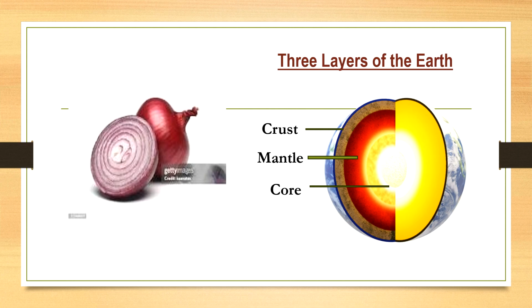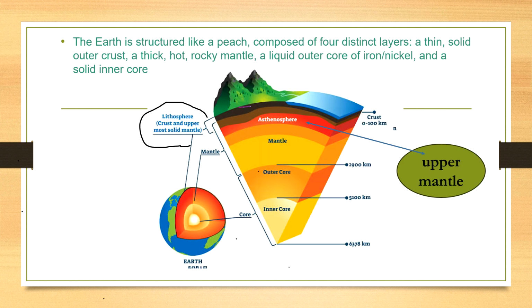Okay, here you can see in the picture that there are major three layers of the earth. Okay, those are crust, mantle, and core. Further, these layers are also divided into inner core and outer core. So these are the main three layers which we are going to discuss in this video. So let's see what's written here.